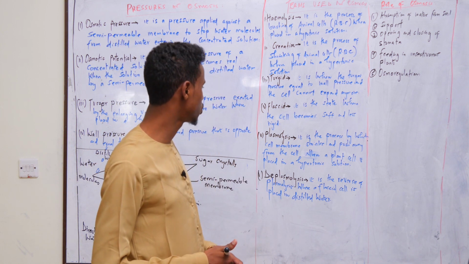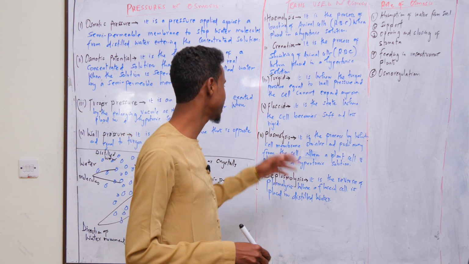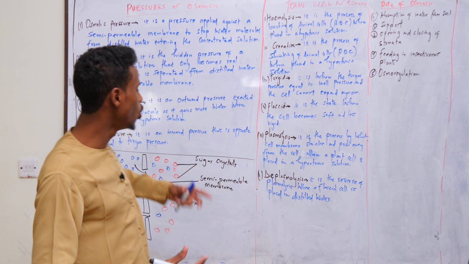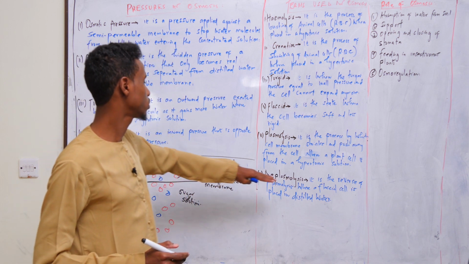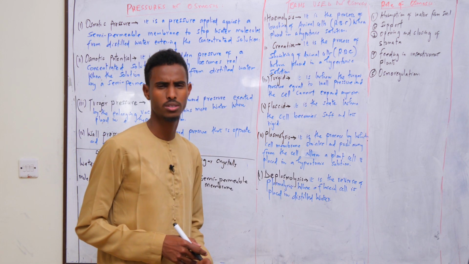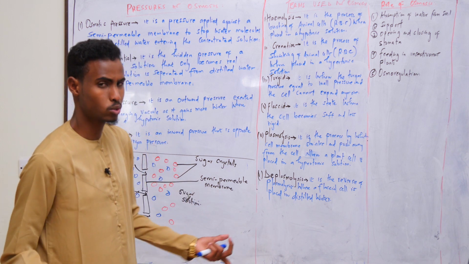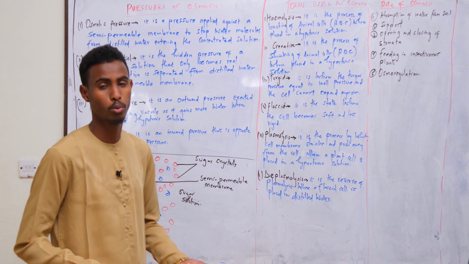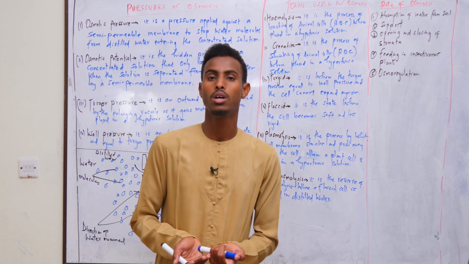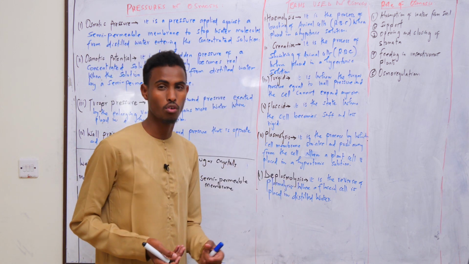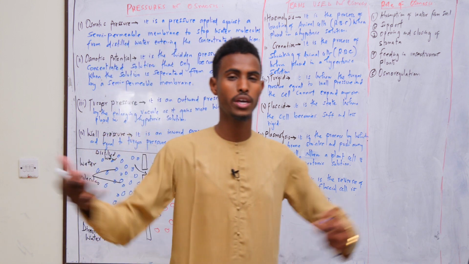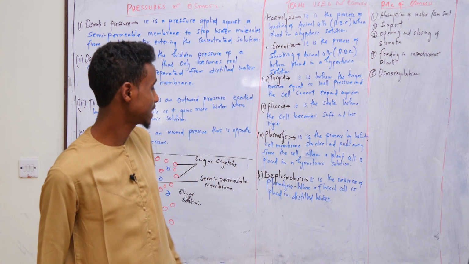Now, let's go to plasmolysis. It's the process by which the cell membrane shrinks and pulls away from the cell wall when a plant cell is placed in a hypertonic solution. Very good. When a plant cell is placed in a hypertonic solution, the cell membrane pulls away from the cell wall and shrinks, as a result of water loss to the hypertonic solution surrounding it.